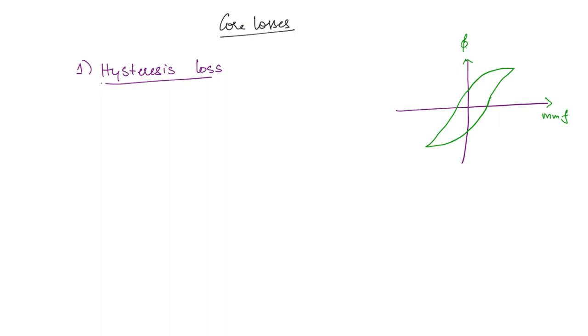Now the area of this loop will give a measure of how much the hysteresis losses are. So if the BH area is small, that is the hysteresis loop itself is small, then the hysteresis losses will be small. If the magnetic core has a larger hysteresis loop, that means the area is large. In that case, the losses will also be large. Okay. So the area of the hysteresis loop is a measure of hysteresis loss.